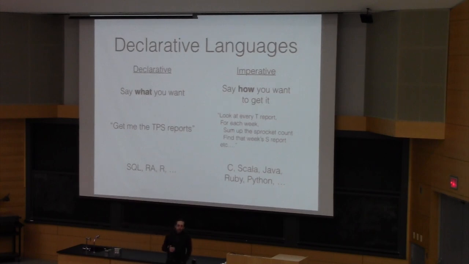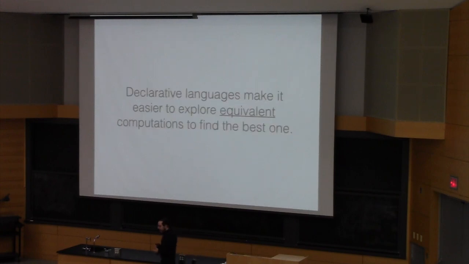In an imperative language, I'd have to say specifically, okay, fetch all of the TPS reports, and then for each of those reports, go through it and then sum up some value. You basically go step by step and say exactly the steps that you take to perform the computation. And the advantage of a declarative language is that by not saying how you want a value computed, it makes it a lot easier to explore different options. Again, this point of equivalence. A declarative language gives you the freedom to explore a variety of different equivalent ways of computing the values that you're looking for.